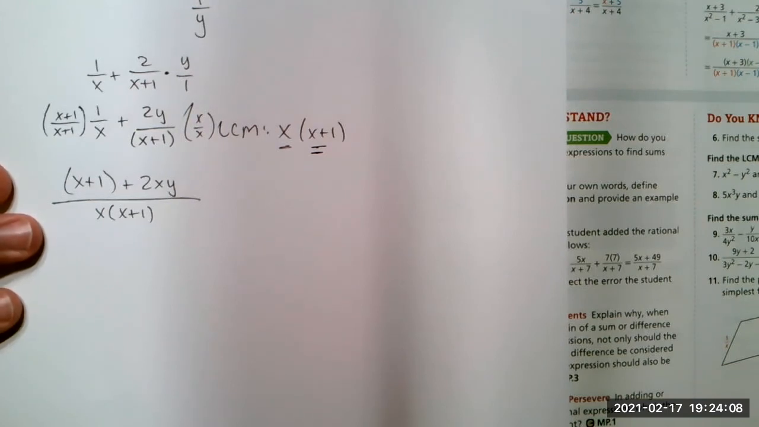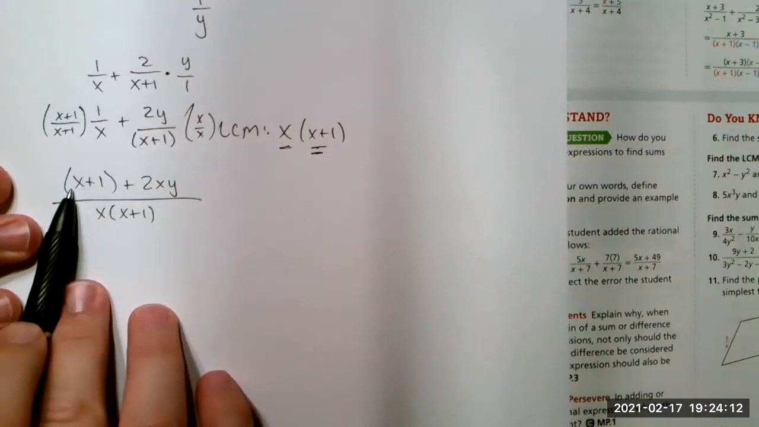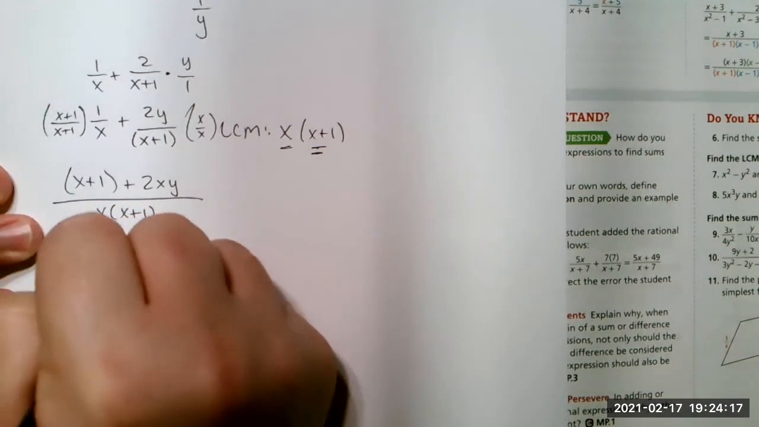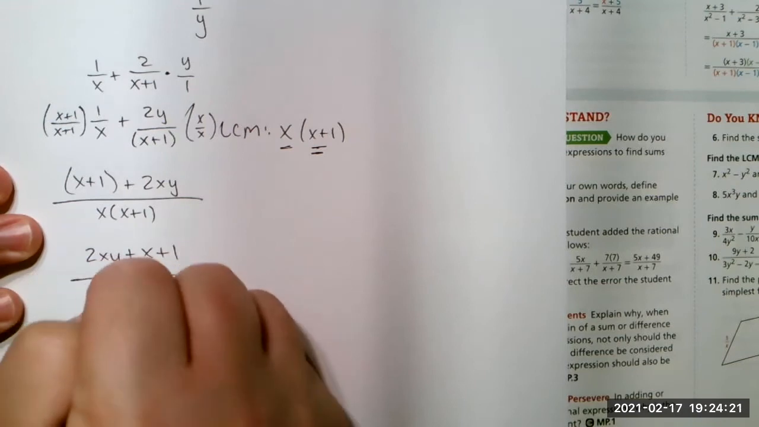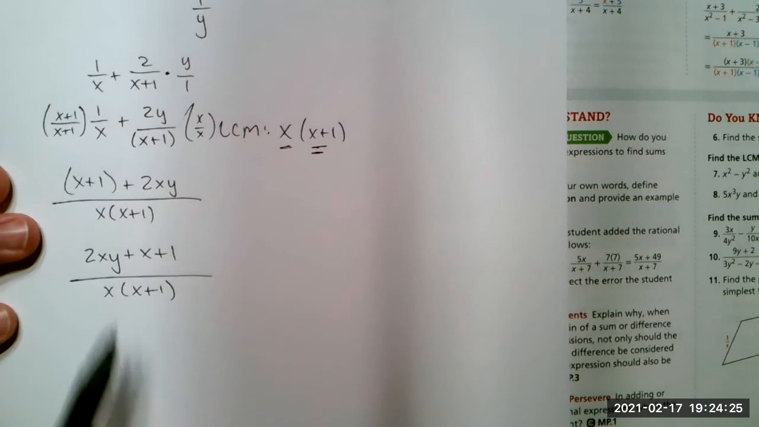So I think in this case, I don't have anything to distribute. I don't have any other like terms. This is just the way it is. I guess I'll go ahead and write it as 2xy plus x plus 1 over x times x plus 1. Nothing common I can simplify out, nothing common I can cancel.